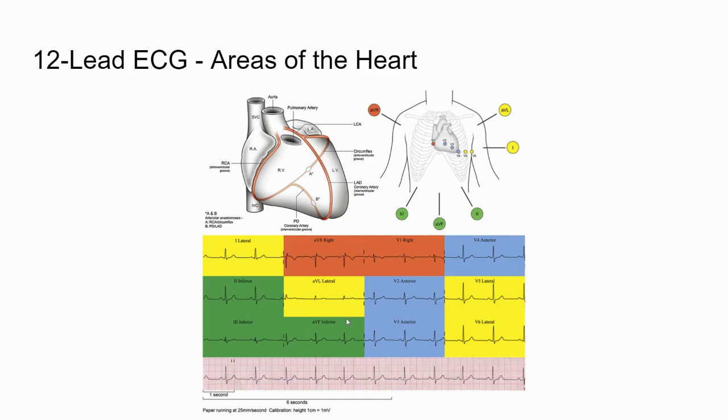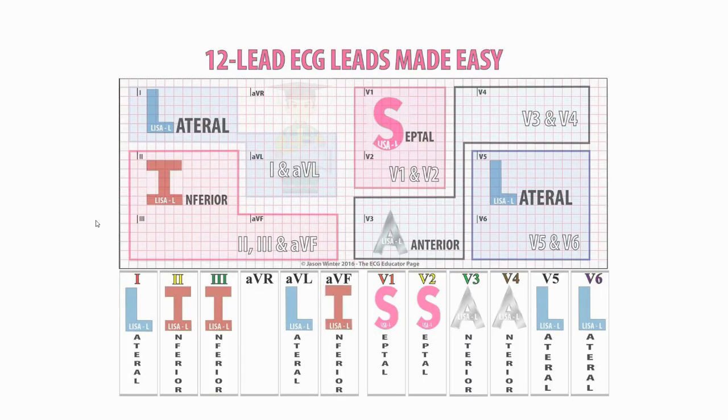So if we have elevation in the lateral leads, we'll say it's a lateral wall MI. Oftentimes we'll see it with the anterior wall, so we'll call it an anterolateral MI. And then this one is one of the most common ones that we'll see. It's an inferior wall MI, or at least it'll be the easiest to see according to the 12-lead placement that we place our patients on.